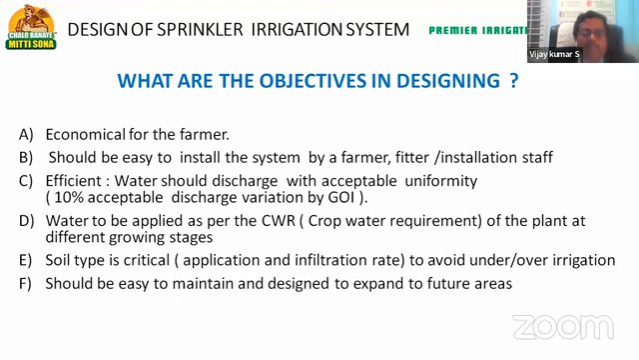And finally, it should be easy to maintain and design. And you can also have the design in such a way that if you want to expand to a future area, it is always good design engineering practice to ensure that the main line is adequately sized so that you can have an expansion in the future areas.